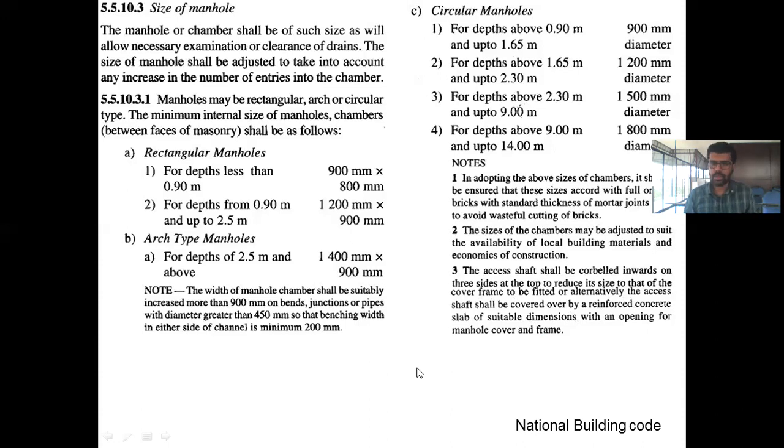I will show you the access shaft and all those things. The access shaft shall be corbelled inwards on 3 sides at the top to reduce its size to that of the cover frame to be fitted, or alternatively covered over by a reinforced concrete slab of suitable dimension with an opening for manhole cover and frame. So there will be 2 different dimensions: for the access shaft it will be different, and for the manhole it will be different only when it is coming towards downwards.